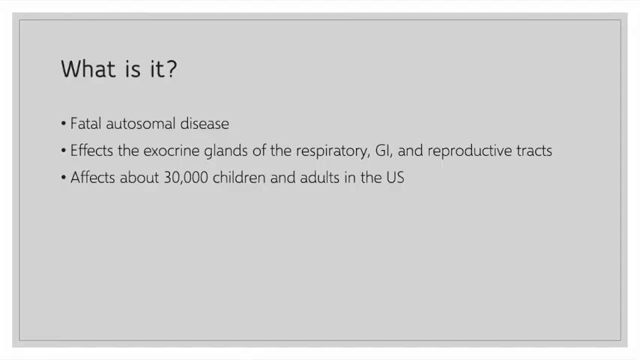It is a fatal autosomal disease in which the patient inherits a defective copy of the cystic fibrosis gene. And so, what that defective gene then does is it affects multiple body systems and exocrine glands of the respiratory tract, GI tract, and reproductive tract. It can affect both adults and children, and on average, it affects about 30,000 people in the United States. It's one of the major causes of severe chronic respiratory disease in children, and typically it's diagnosed by the age of 2, but it also can be diagnosed later in life.